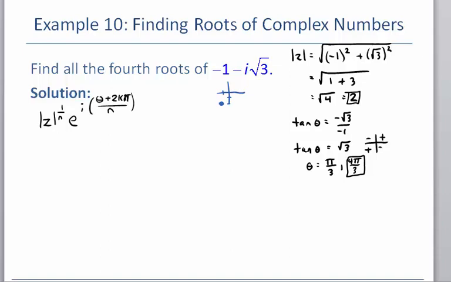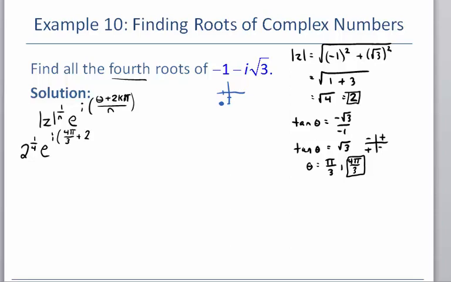And we're going to do it 4 times to find the 4 roots. All right, so we're going to take our magnitude, which is 2. We're going to raise it to the 1/4 power. Remember, using 4 because we're looking for the 4th roots. Then we're going to say e to the i. We're going to plug in our angle, which is 4 pi over 3.